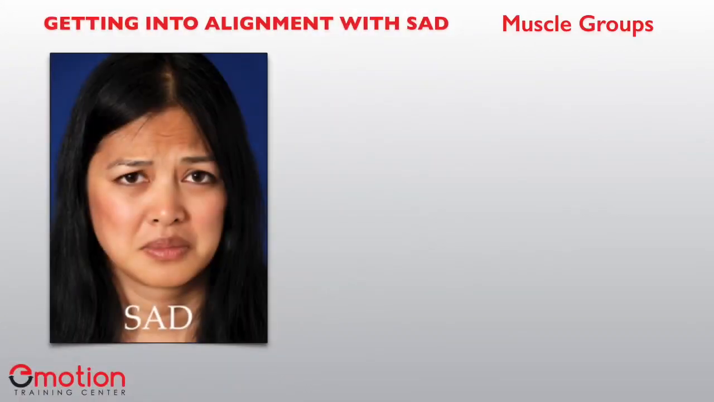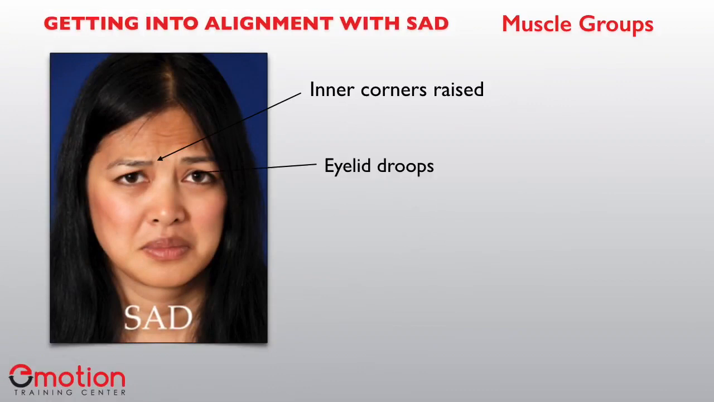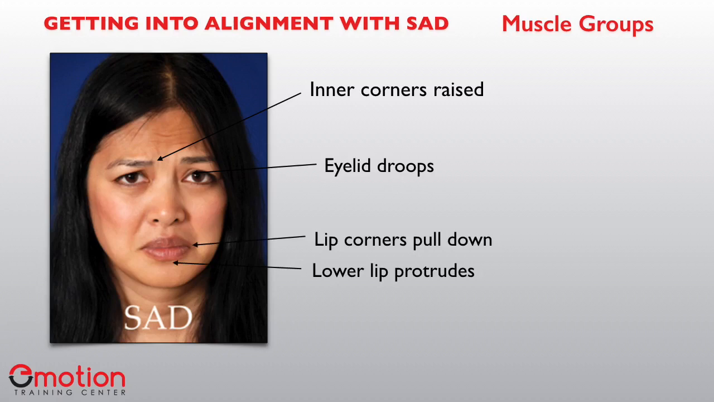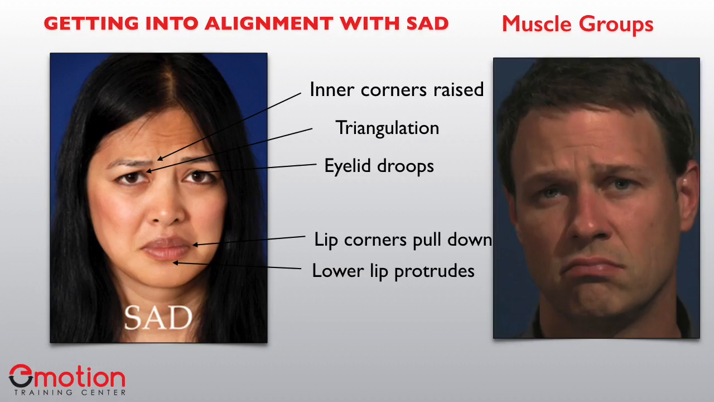All right, so let's take a look at the muscle groups for sadness. Sadness involves the raising of the inner corners of the eyebrows. Usually the eyelids will droop. The lower lip will be protruding for most. The lip corners pull down. And one of the most recognizable signs of sadness is the triangulation that forms in the inner corners of the eyes. Also, when those lip corners pull down and sadness intensifies, you're going to often see a dimple on the chin. You can get a better look at the inner corners lifting and the dimple on the chin in this photo here. It's a little bit more pronounced.